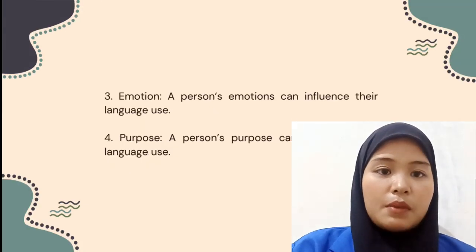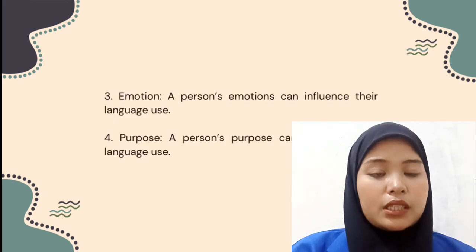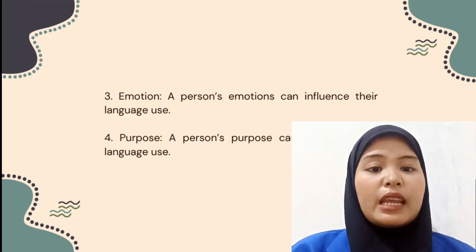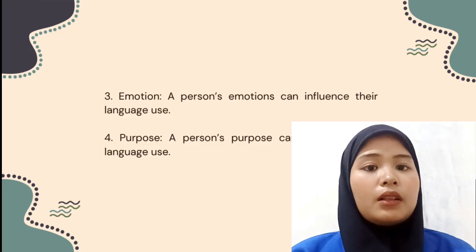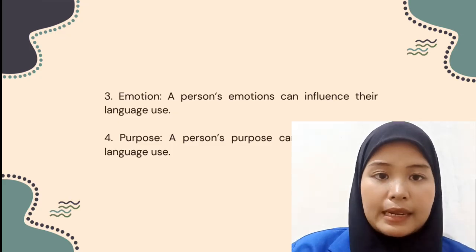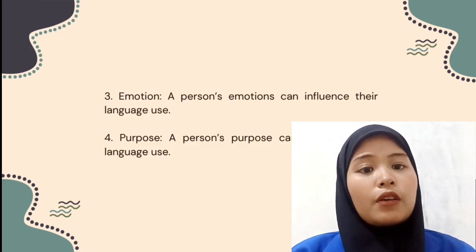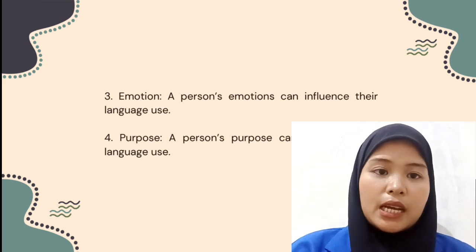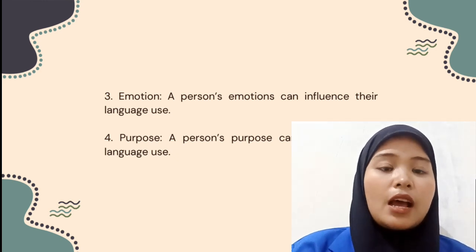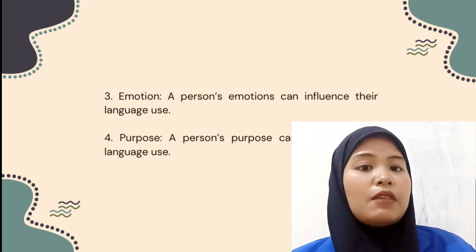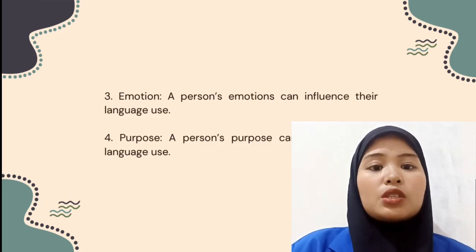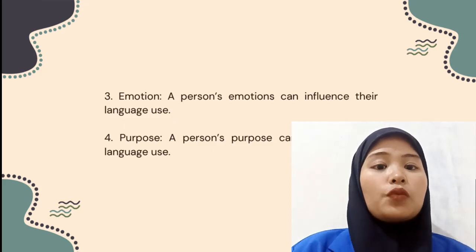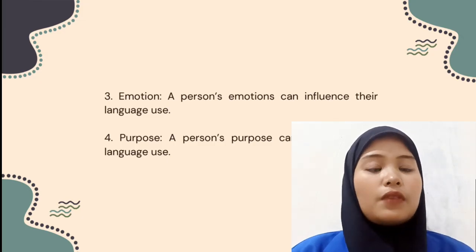The third is emotions. A person's emotions can influence their language use. For example, people who are angry or sad may use more aggressive or emotional language. And the last is purpose. A person's purpose can influence their language use. For example, people who want to persuade others may use more formal and persuasive language.